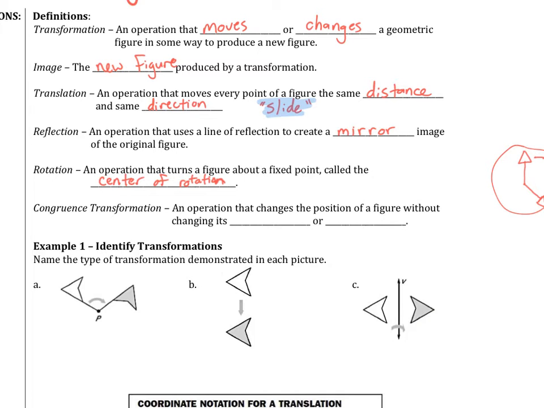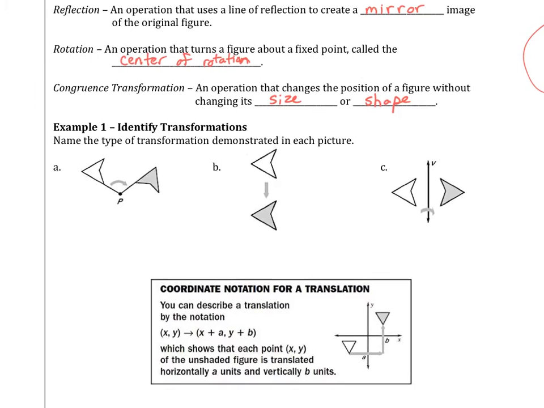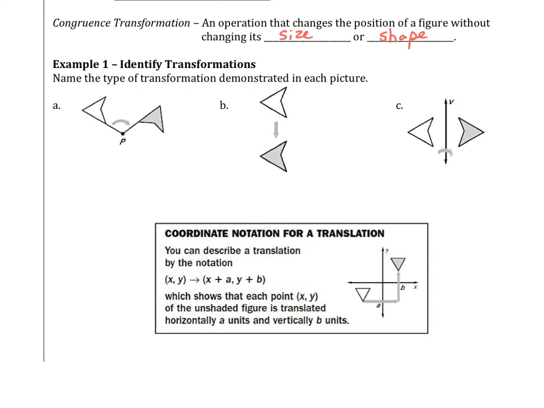A congruence transformation is an operation that changes the position of a figure without changing its size or shape. All of the transformations we're going to do are going to be congruence transformations, at least today.